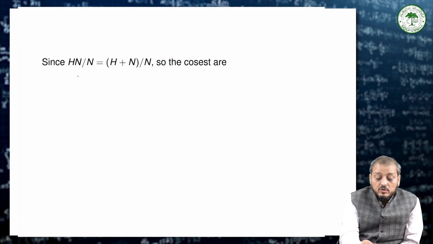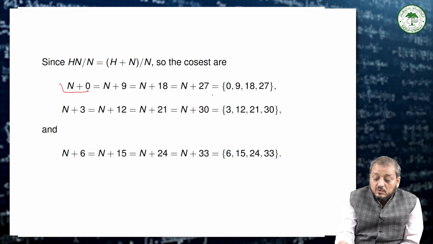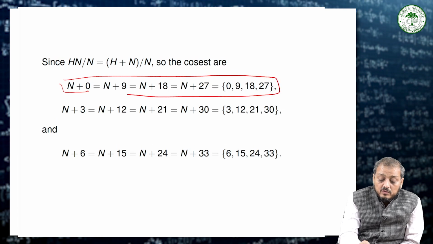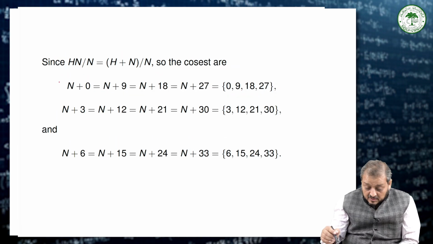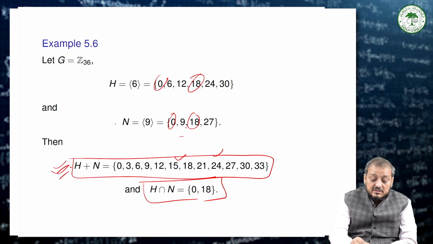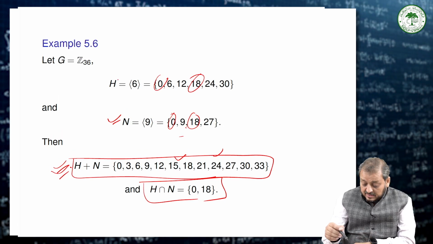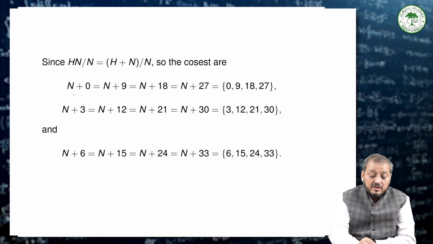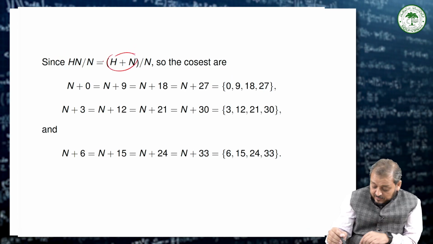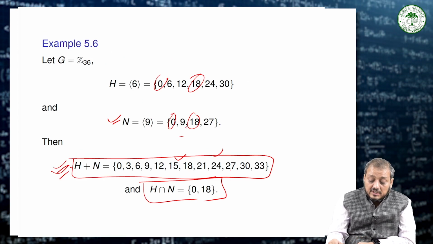Now we have to find all the cosets of H plus N by N. The coset is simply N plus 0, which is equal to 0, 9, 18, and then we verify it. We take N, and now we take N plus the coset, which is H plus N, and clearly here H plus N is equal to 0, 3, 6 and so on.